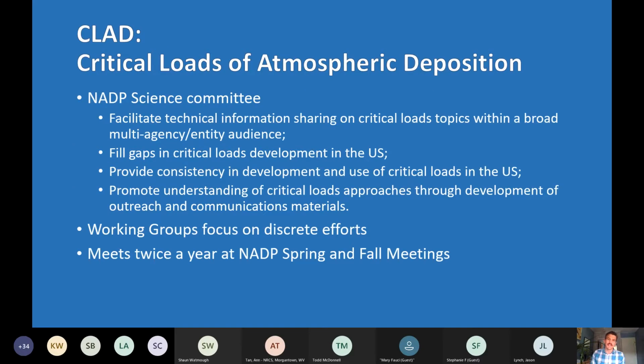CLAD particularly is one of these science committees. We facilitate technical information sharing around critical loads with a broad multi-agency and entity audience. The goal is really to fill gaps in critical load development, so understanding what the thresholds of air pollution are that cause change, and provide consistency in development in using those critical loads to guide management and decision making. Generally, we have large meetings twice a year. So at the upcoming spring meeting, we're meeting on the 10th, and then at the fall meeting in November, we'll also have focused interactions.